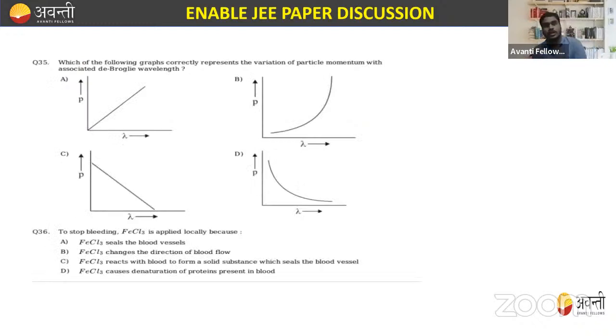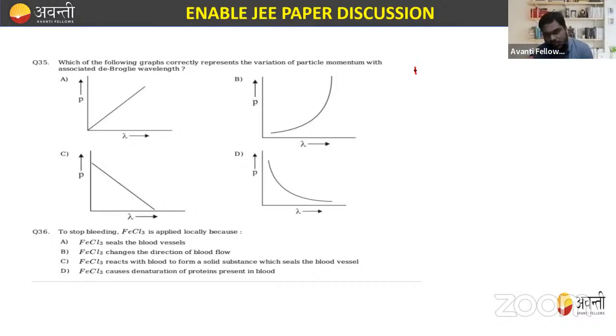Now, this one is very important question, and if you know one simple formula, then you can easily draw such kind of graph, right? What is the question stating now? Which of the following graphs correctly represents the variation of particle momentum with the associated de Broglie wavelength?